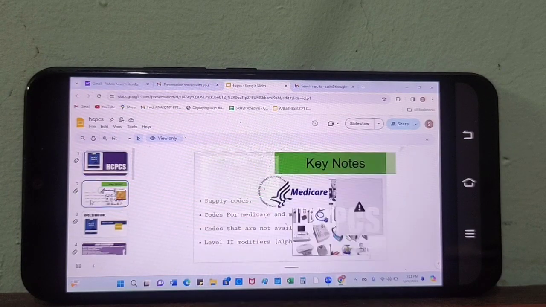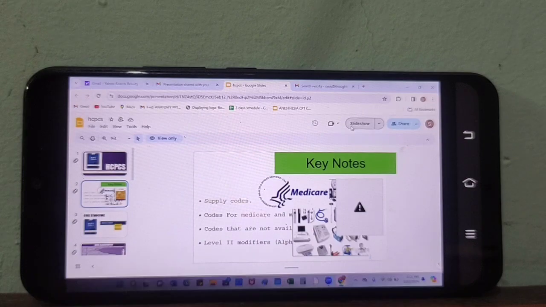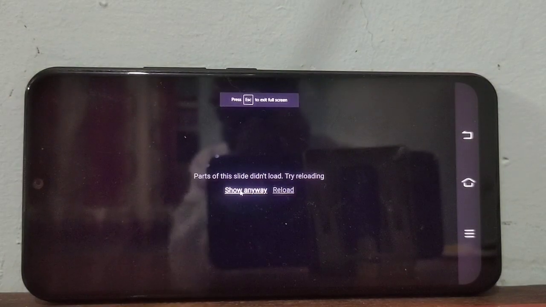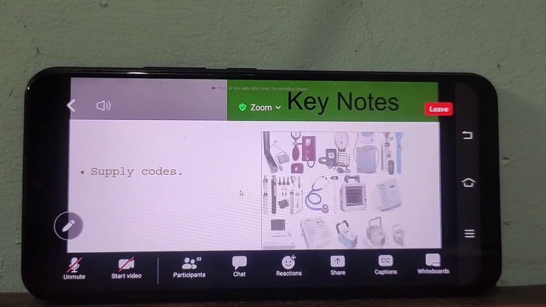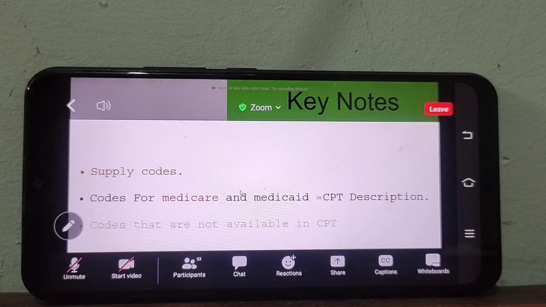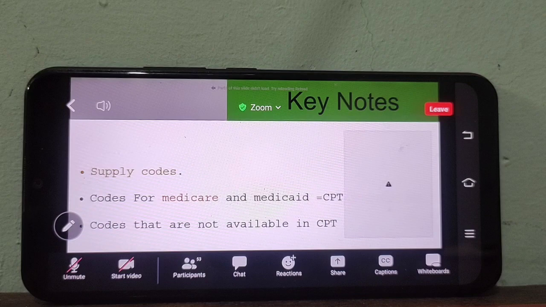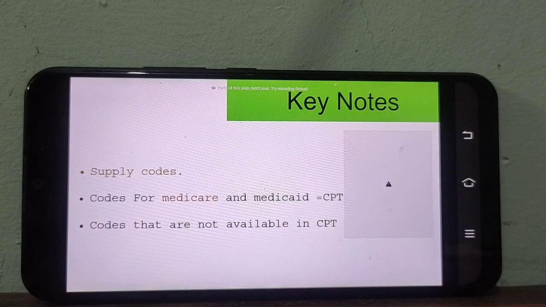Then level 2 modifiers are present in HCPCS. Level 2 modifier means that CPT modifiers contain 2-digit numbers only, but HCPCS modifiers are alphanumeric or alphabetic. For example, F1, F2, AA, QX. Like that, these modifiers are called HCPCS modifiers.